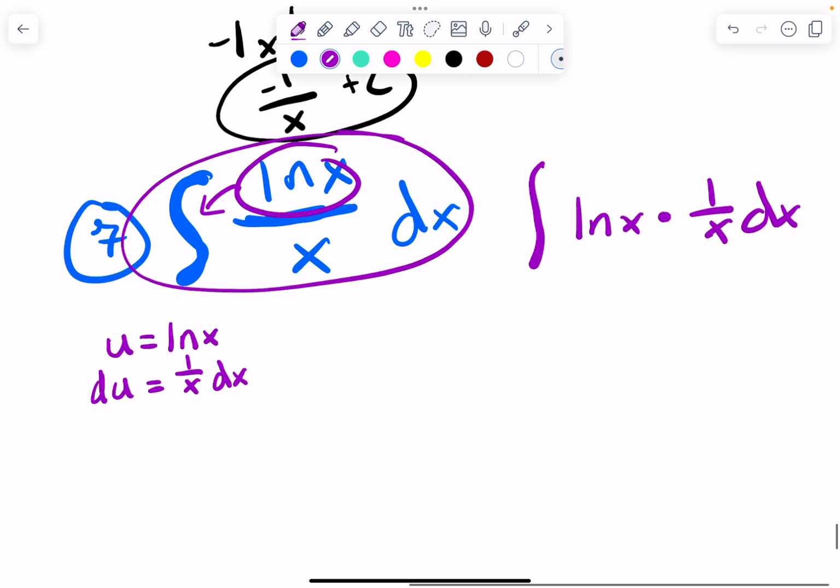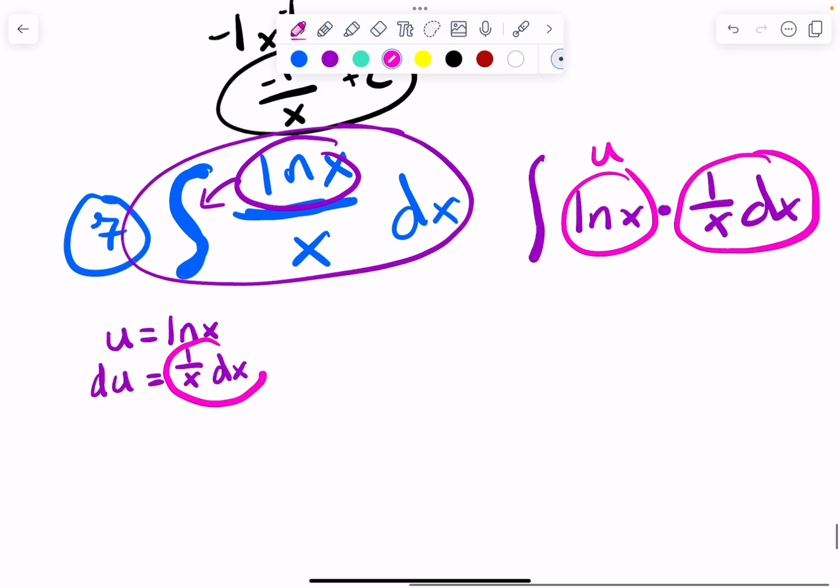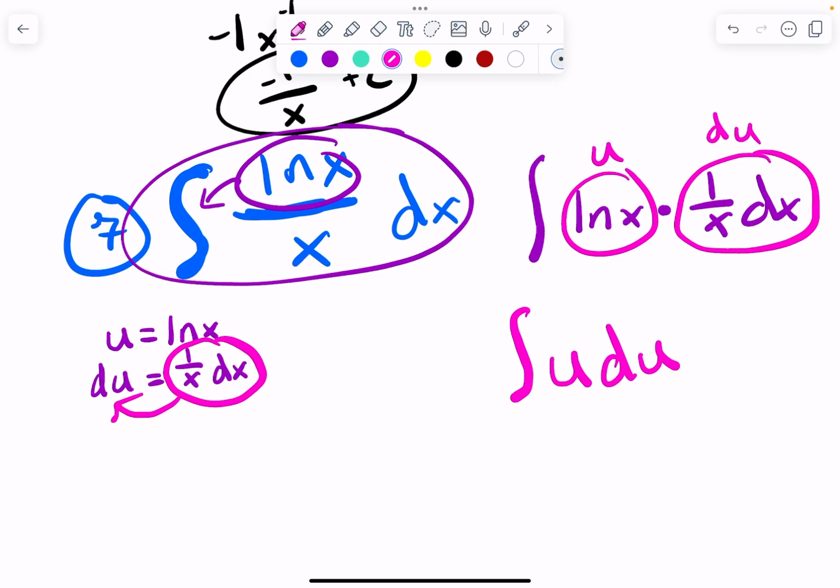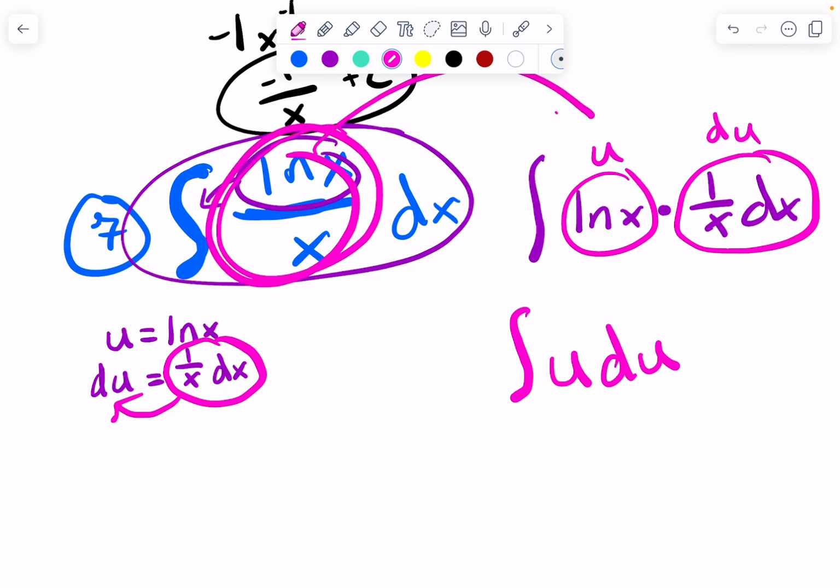Oh, look. If ln of x is my u, this is now u, and 1 over x dx is du. So when I do my substitution, I've got my integral symbol, and then I've just got u du, right? And that's it, okay? So think about it in terms of writing this differently like this, and maybe that can help you. It's been a hot second since we've done ln's, but the derivative of ln of x is 1 over x.